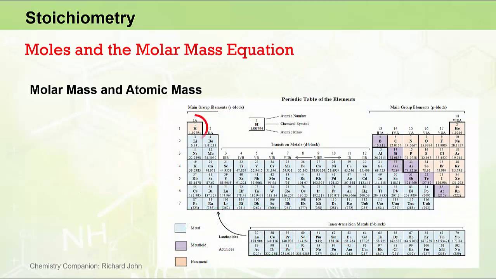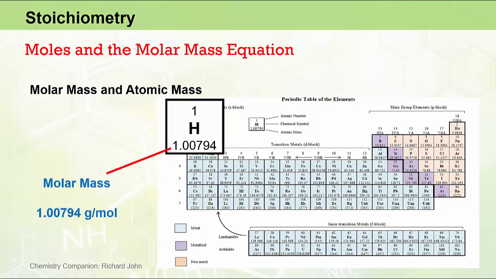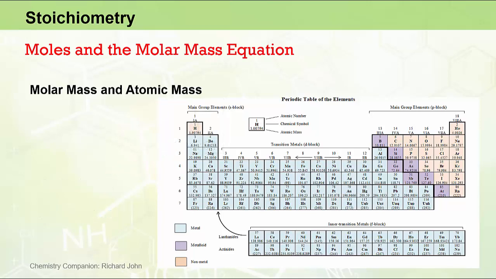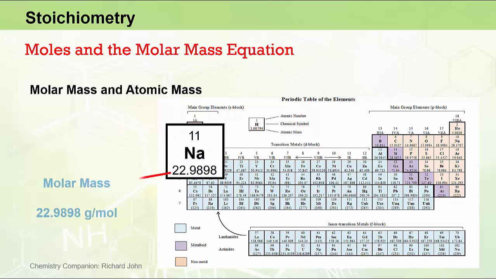For example, number 1, hydrogen. We read its atomic mass to be 1.00794 atomic mass units, and we can simply state that its molar mass is 1.00794 grams per mole. The same magnitude as the atomic mass, but we just changed the units to grams per mole. If we look at sodium, number 11, its atomic mass is 22.9898 atomic mass units. Its molar mass is therefore 22.9898 grams per mole.